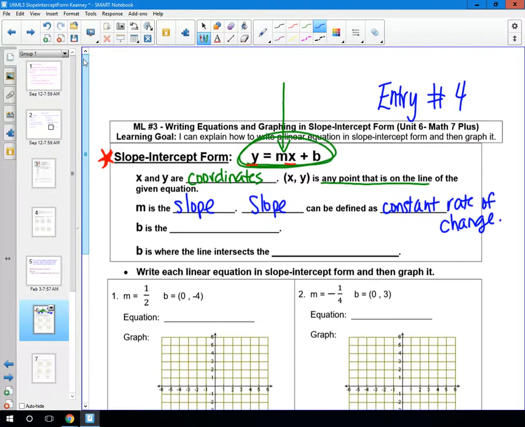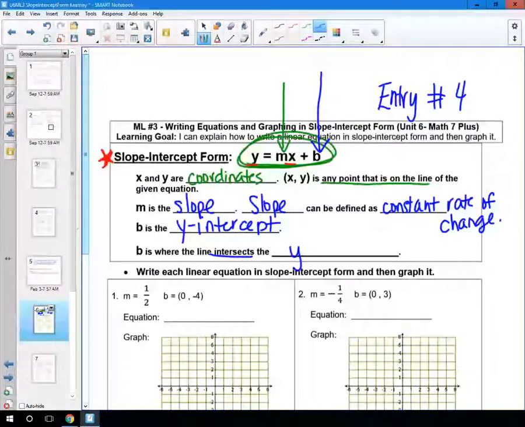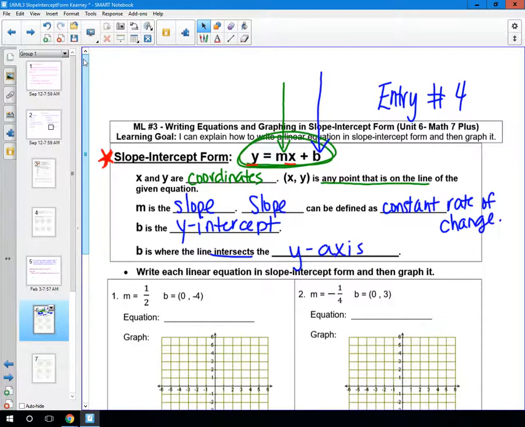Now the b, which you're just being introduced to today, is the y-intercept. When I hear the word y-intercept, it sounds like intersect, so it's where the line intersects the y-axis. So in y equals mx plus b, the m tells me what the slope is, and the b tells me where the line crosses the y-axis, shooting across the graph.